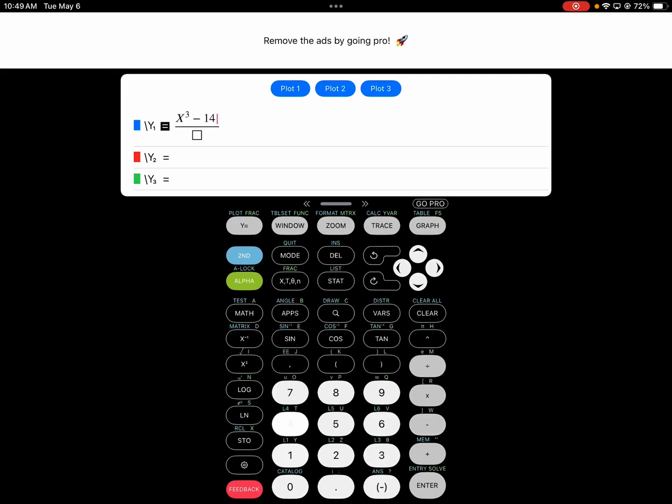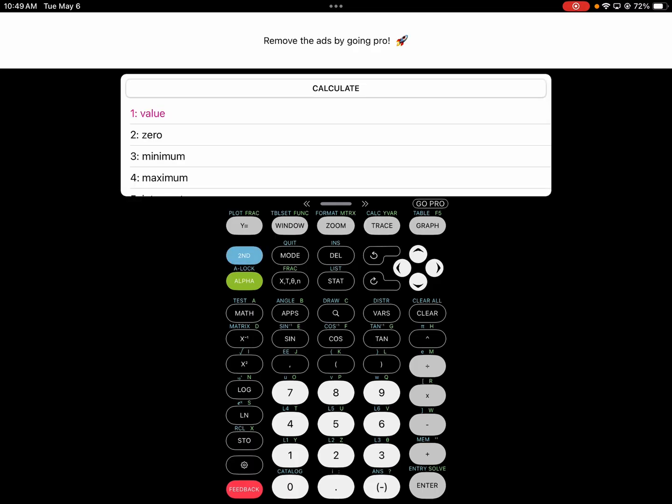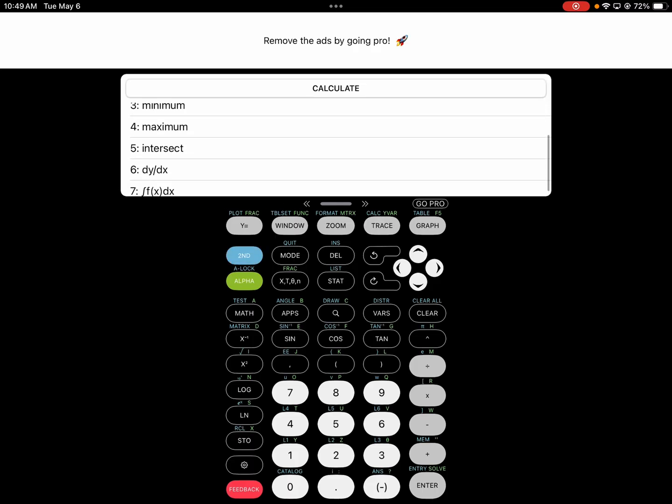Third minus 14x minus 27 over x plus 2. And then I'm going to put 3 in the other window. And I'm just going to zoom 6. Okay, so how many times do they intersect? Just once. So second trace, we're going to choose number 5.